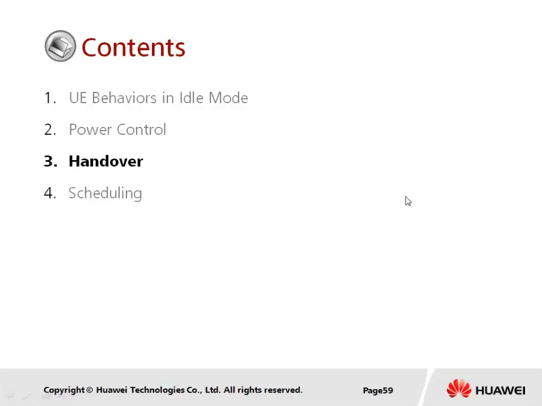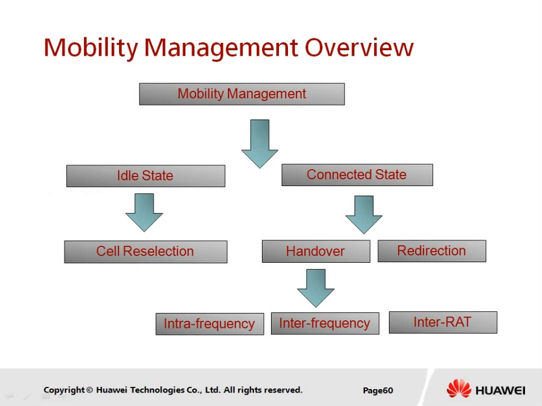The next feature that we are going to cover is the feature of handover. This is the overview of the mobility management in the LTE E-UTRAN, where the users could be in idle state or connected state. And we have covered the mobility management of idle state, which is called cell reselection, earlier.